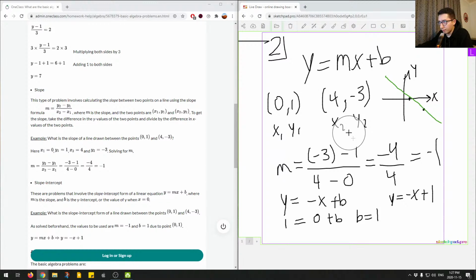We can also verify this by plugging in the second point, so this point over here, (4, negative 3). So we know y is negative 3 on this side, and if we plug in 4 for x, we have negative 4 plus 1, which is negative 3. So this equation is correct.